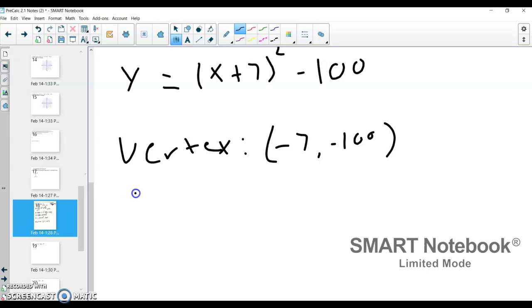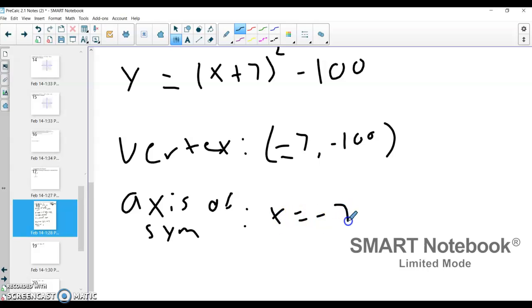And my axis of symmetry here, which we'll see more problems with, would be at this -7. And so x equals -7. Okay? I don't want that. I want that just to be -7.